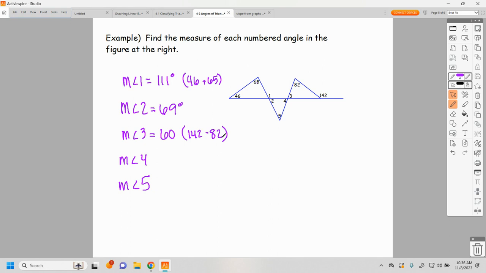Now, guys, angle 4 should have been the easiest angle on here because it's vertical, 60. And then finally, angle 5, use your triangle sum theorem. If you know what 2 and 4 are, you know that 5 has to make it add up to 180. And it's going to be 51.